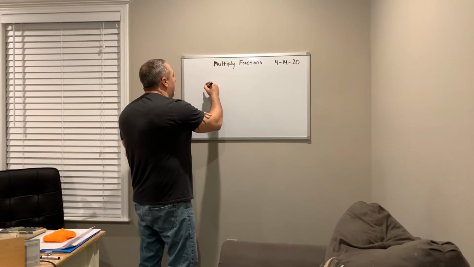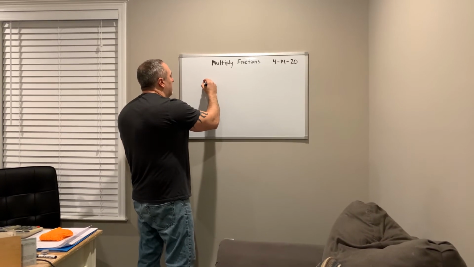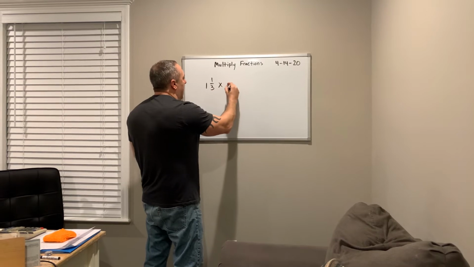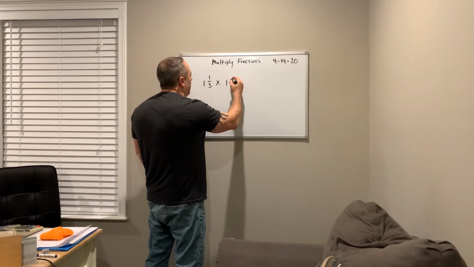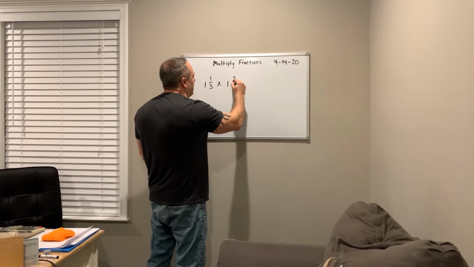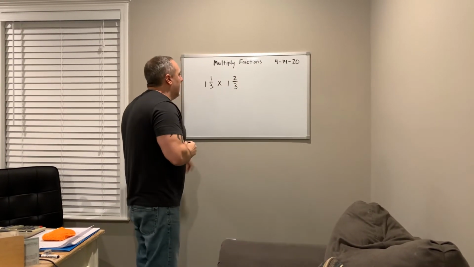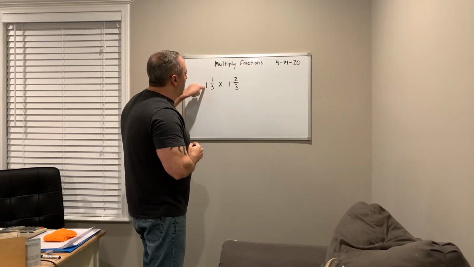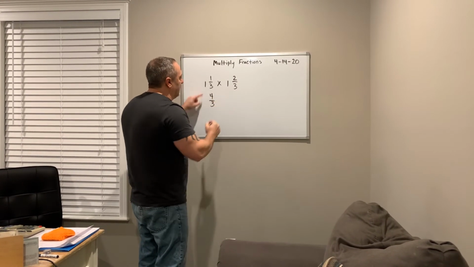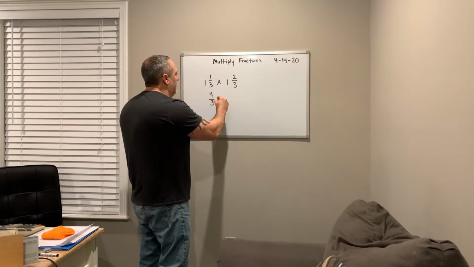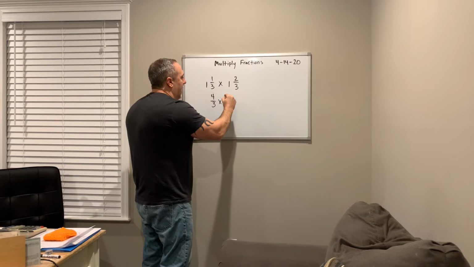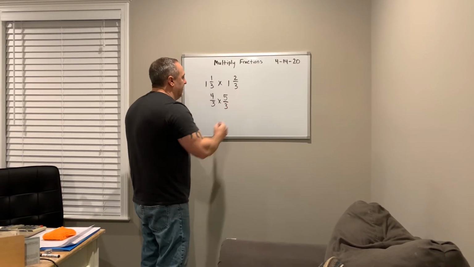So how about 1 1/3 times 1 and 2/3? Let's see what happens here. All right, so 3 times 1 is 3, plus 1 is 4. It becomes 4 over 3. You always leave the denominator the same. 3 times 1 is 3, plus 2 is 5. Leave the denominator the same.